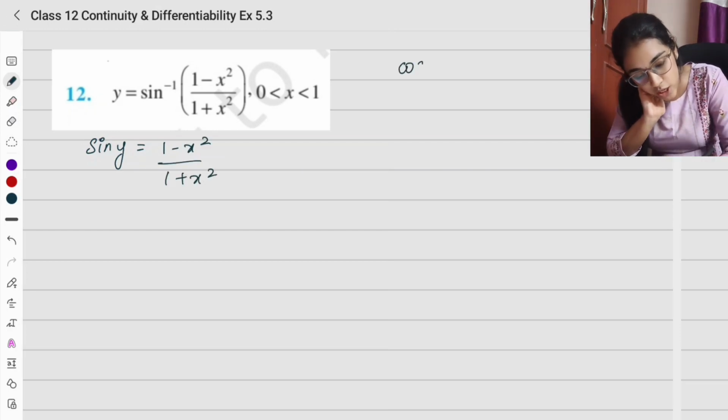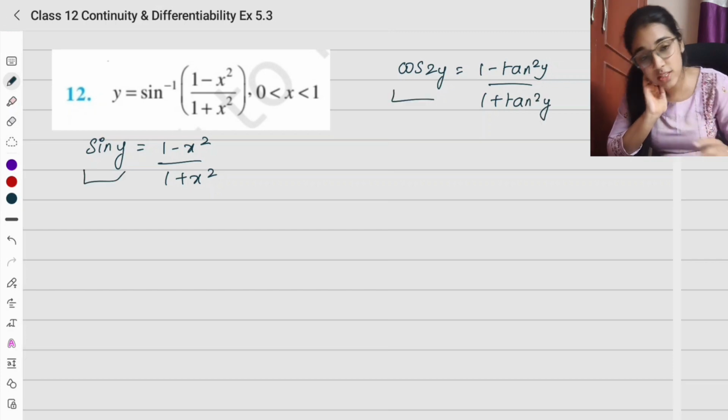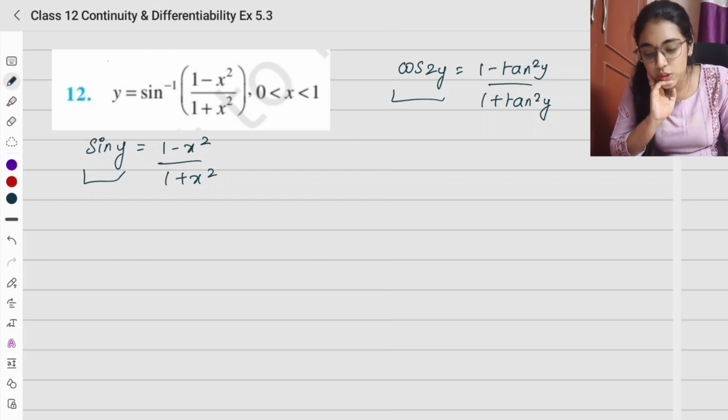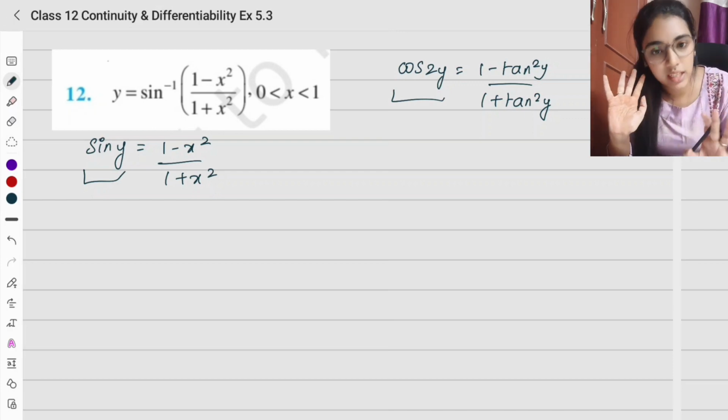You only know that cos 2y is equal to 1 minus tan square y divided by 1 plus tan square y. But what do we have here? I have a sin here, I have a cos here. So you can no more use such relations like you solved until the previous question. Now we have to find the derivatives of both sides separately.